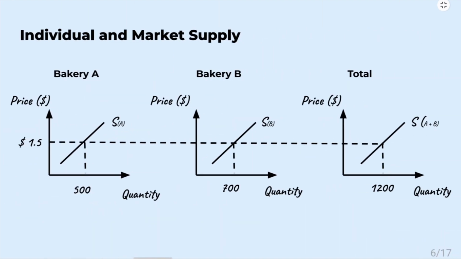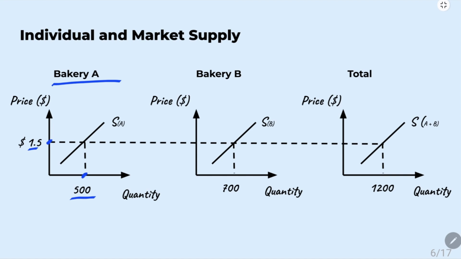Individual supply refers to the supply of a single producer or business. For example, one bakery producing 500 loaves of bread per day is an example of individual supply. Let's say the price of the bread is $1.5.